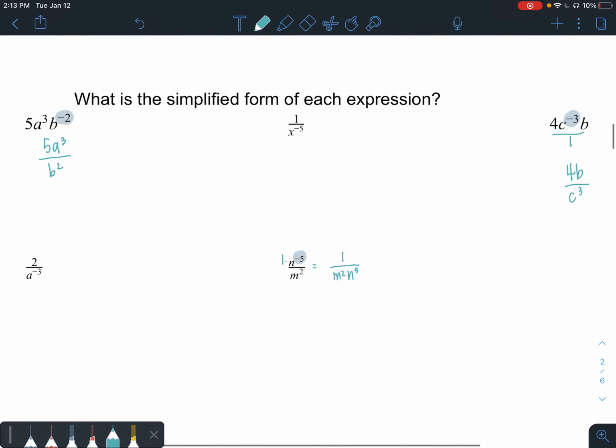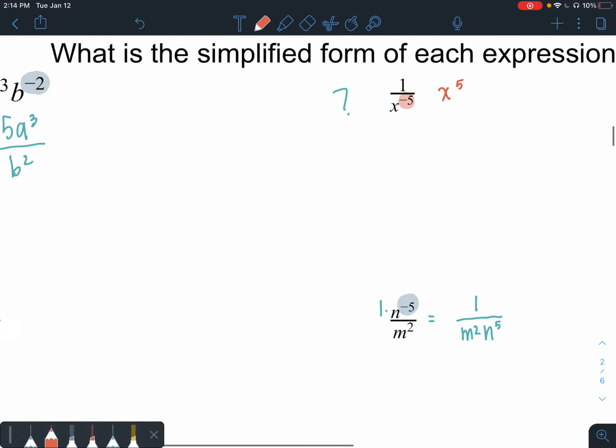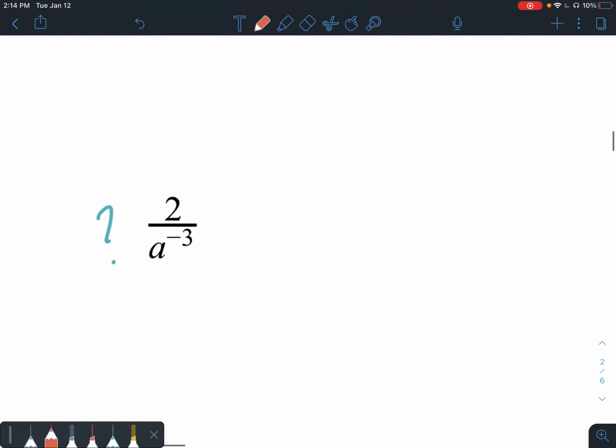All right, go ahead and try these next two, or last two, on your own. For this one, you should move that 5 to the top because it was negative, and so you get x to the 5th. And then this one over here, don't like that negative, got to move it to the top, so we get 2a to the third.